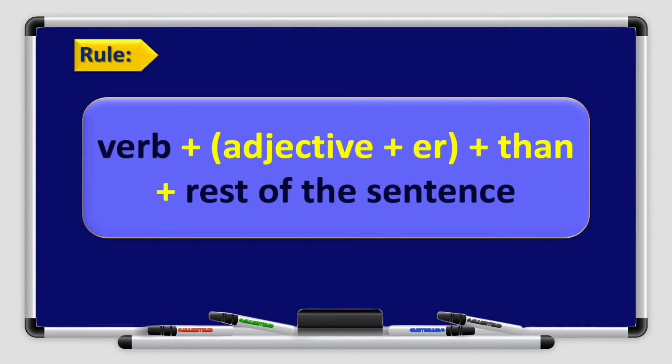What is the rule here? We use the verb plus adjective plus er plus than, and then the rest of the sentence. The rule again: the verb plus the adjective plus er plus than, and then the rest of the sentence.